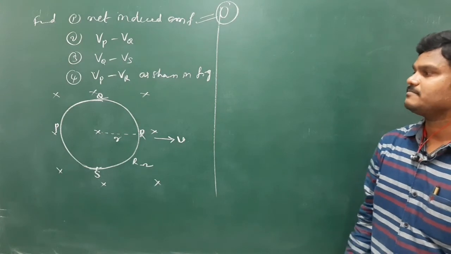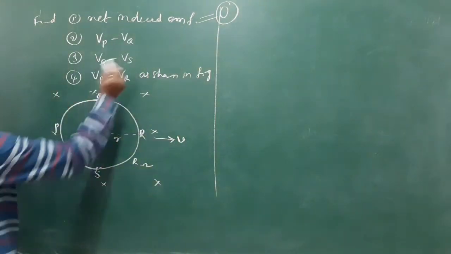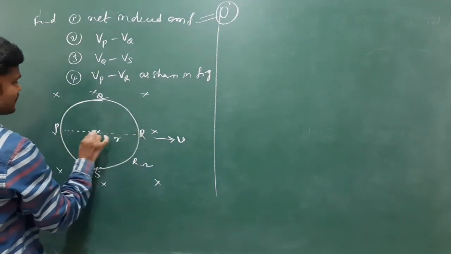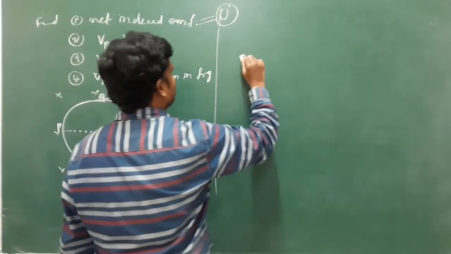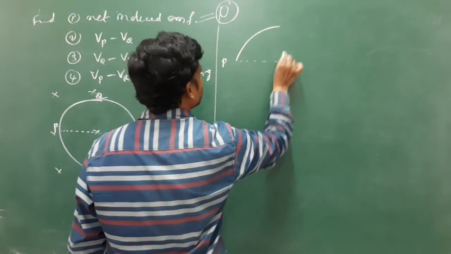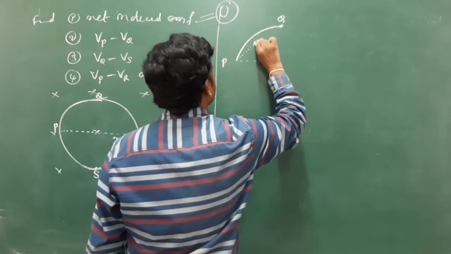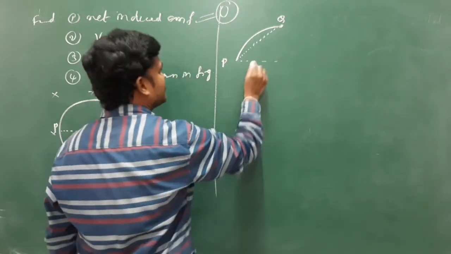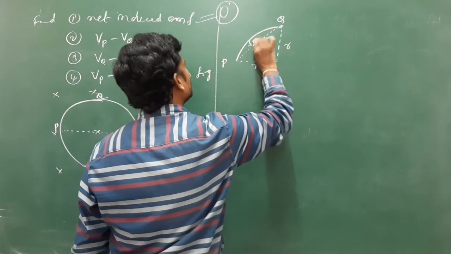Now let me find the potential difference between two points. Let me find VP and VQ first. This is P and Q. See, this is R. This is also R. How much is this one? Root 2R.